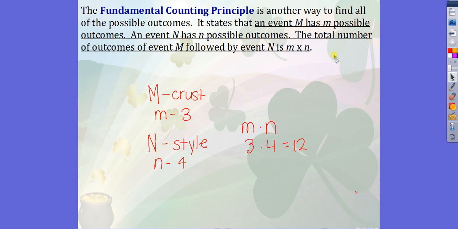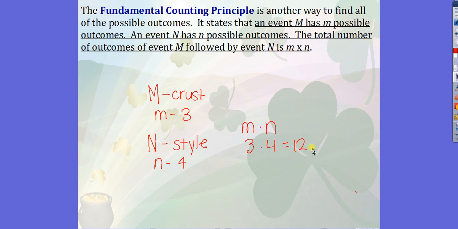Some of you are like, but I can just multiply, and you can, but somebody came up with this rule because they noticed this pattern. We can't just use 2 small examples that happen to work and call it a rule and say, well, I'm just going to do that every time. But there is a rule, and it's called the fundamental counting principle, and it states that an event M, like crust, has M possible outcomes, 3 in our case, deep dish, thin crust, and stuffed crust, and that an event N, style, has N possible outcomes, 4, the Hawaiian, Mexican, pepperoni, and veggie. And you can find the total number of outcomes by multiplying each set of outcomes. So 3 times 4, and that's 12. So 12 outcomes. So you can see how that matches.